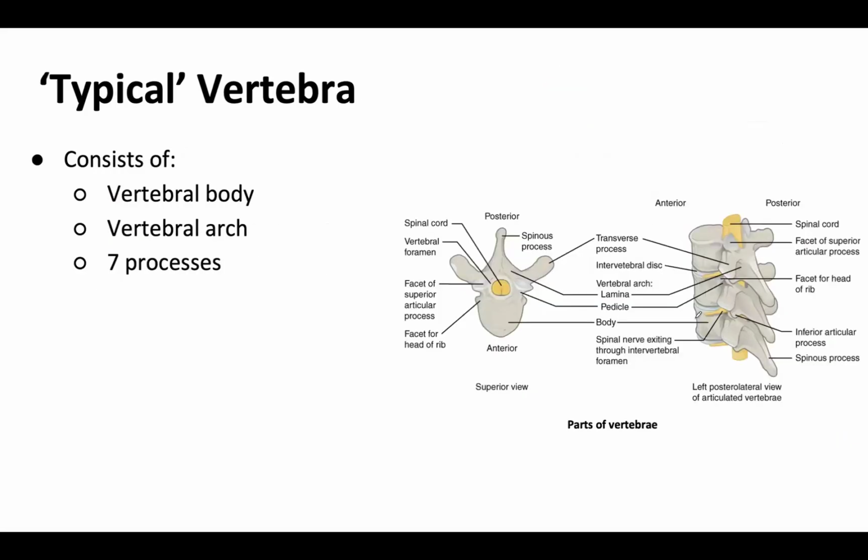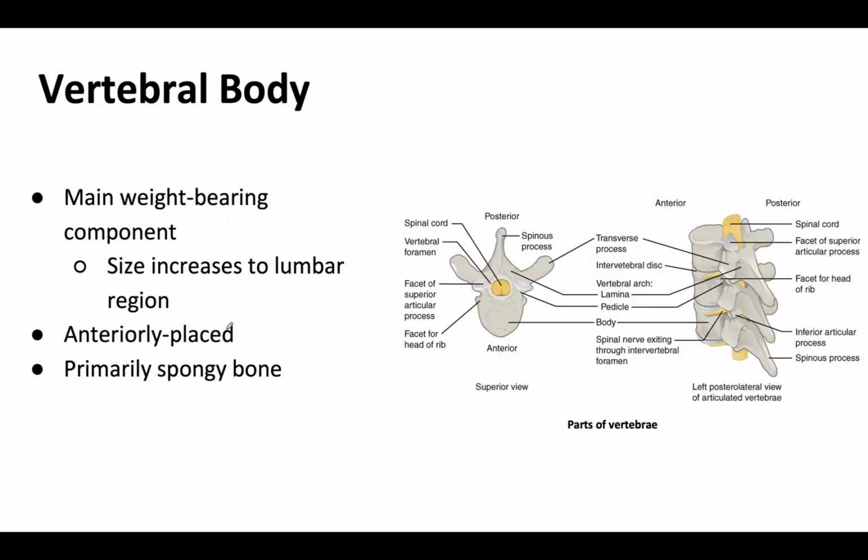So let's talk about what a typical vertebra has, which I have typical here in quotation marks because vertebrae vary in size and other characteristics, and we will get into that level of detail shortly. But most vertebrae will consist of a vertebral body, a vertebral arch, which will be subdivided into regions, and most vertebrae will have 7 different processes.